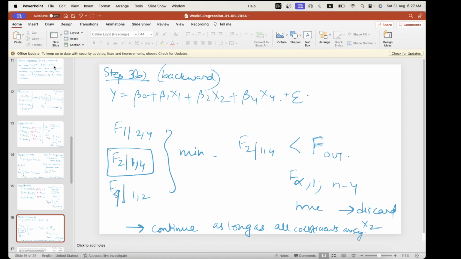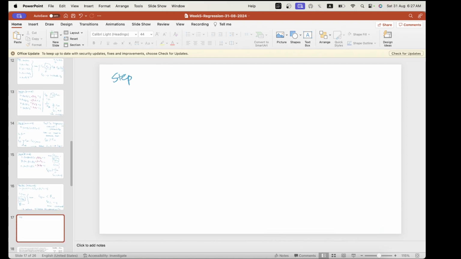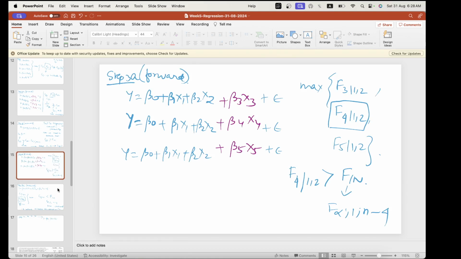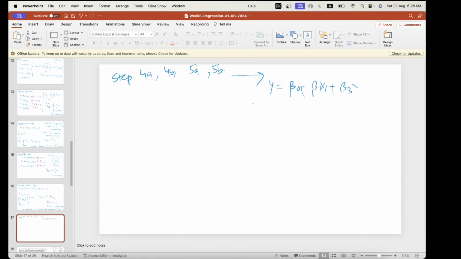So let's say we reach a stage where we have step 4a, 4b, 5a, 5b. Okay, and we reach a stage where we have a model y equal to beta naught plus beta 1 x1 plus beta 3, no, beta 3 is already out, no, beta 2 is out, right? Yeah, so we can have something like beta naught plus beta 1 x1 plus beta 3 x3 plus beta 5 x5 plus epsilon.